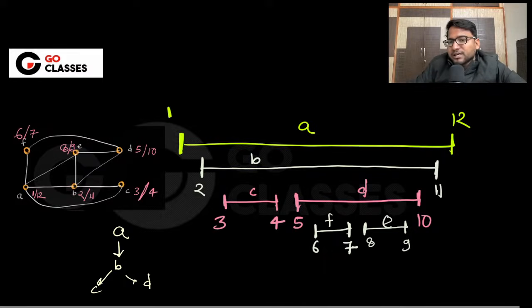Then C doesn't have any children. Then D has children, because this was 6, right? This was 6, so that's why I have started from here. D has children, which are F and E.